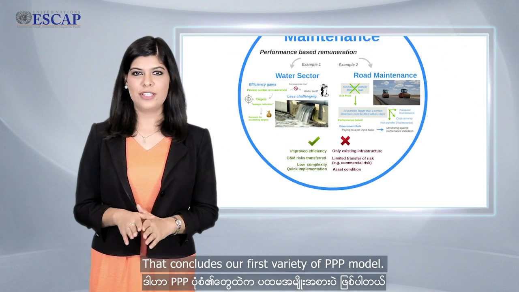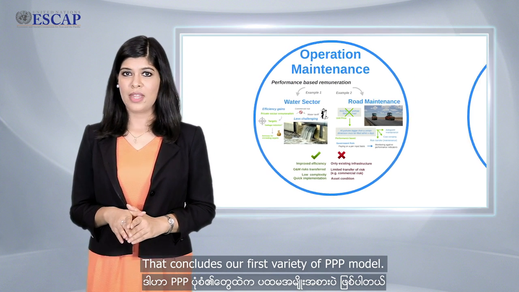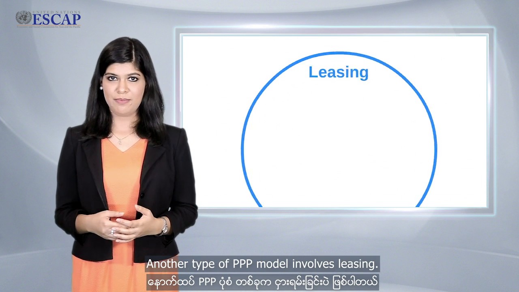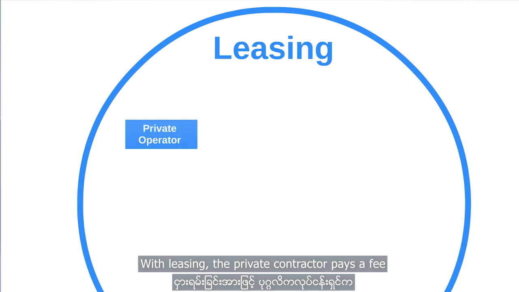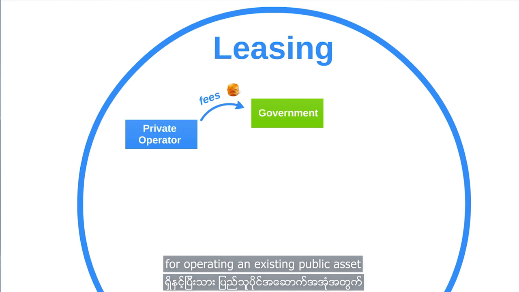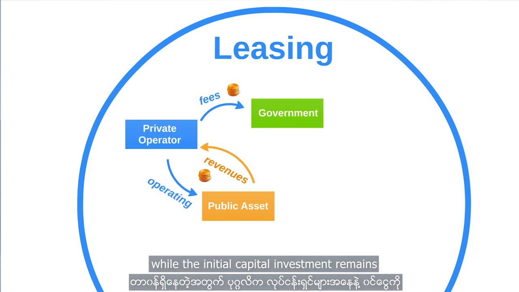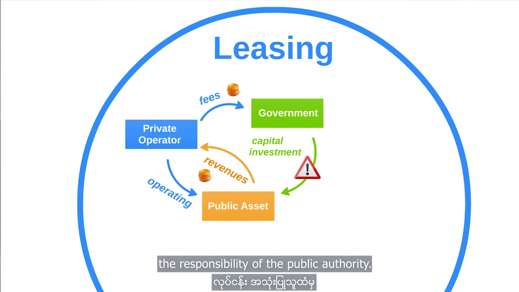That concludes our first variety of PPP model. Another type of PPP model involves leasing. With leasing, the private contractor pays a fee for operating an existing public asset and collecting revenue derived from that asset's operation, while the initial capital investment remains the responsibility of the public authority.